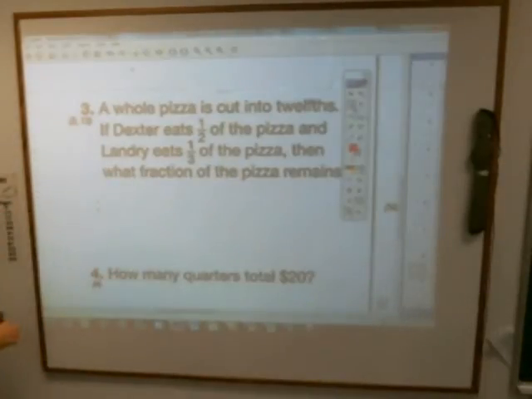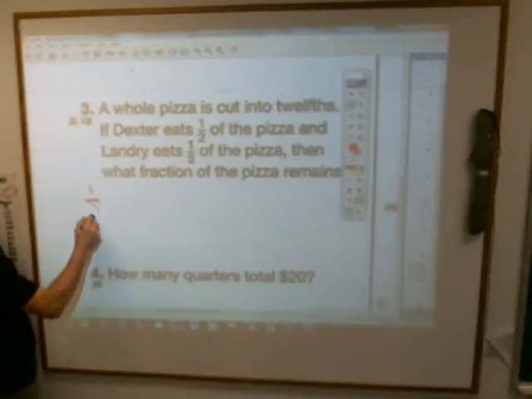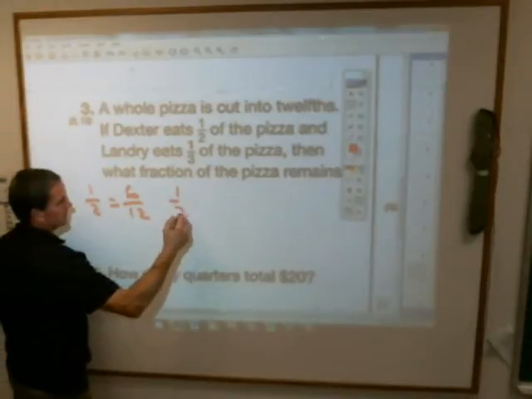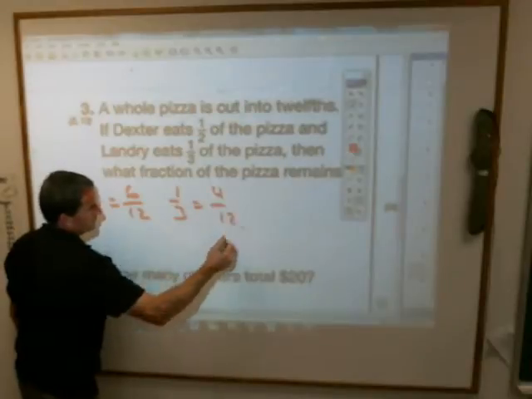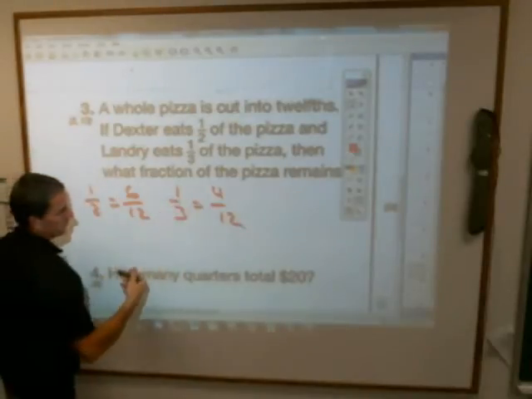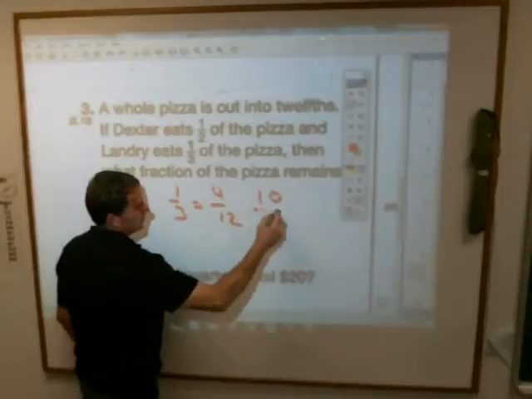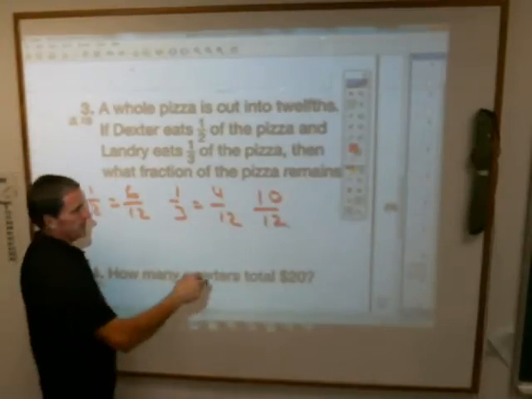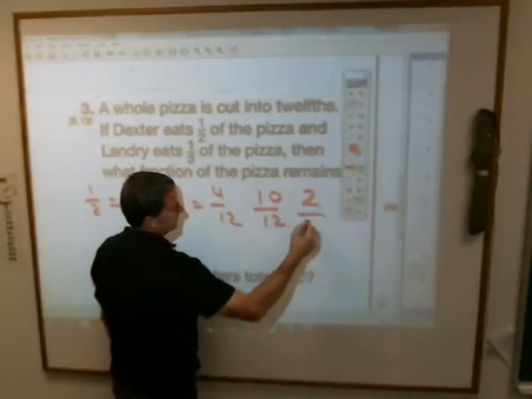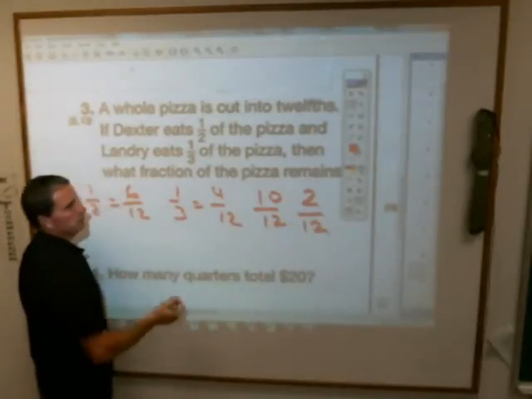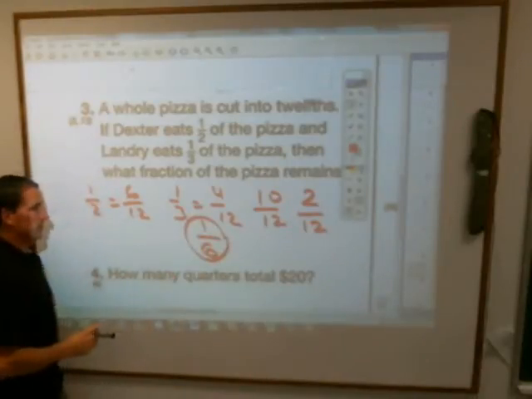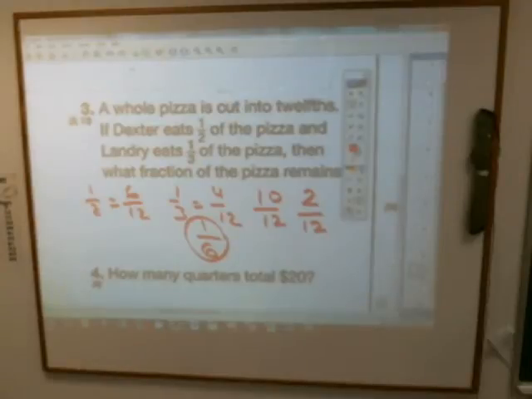Same thing here, he cuts it into 12, so it'd be the same thing: 1/2 equals 6 12s. 1/3 is the same as 4 12s. And if you've eaten 6 12s and 4 12s of it, that means you've eaten 10 12s. Is that the right one? So how much is left? 2 out of the 12 pieces are 2 12s, and I'm sure they're going to want you to reduce that to 1/6. And you can draw the pictures or whatever you want there.